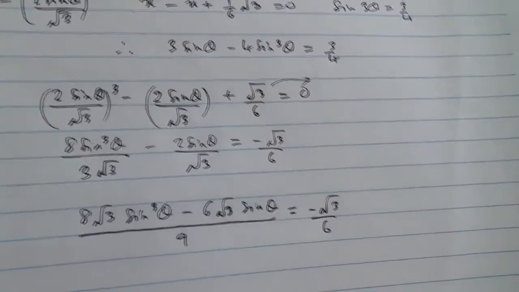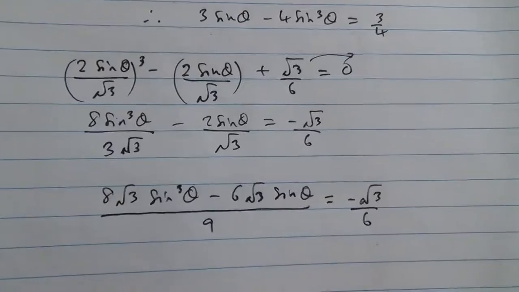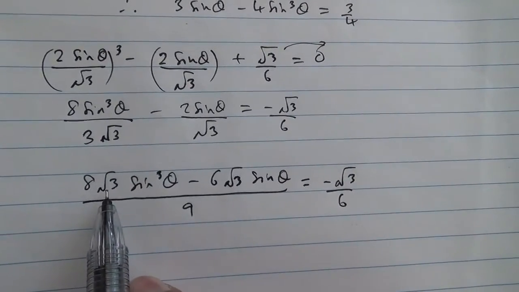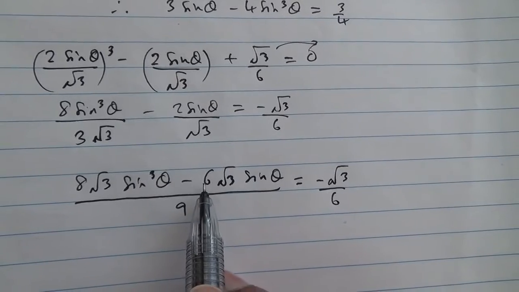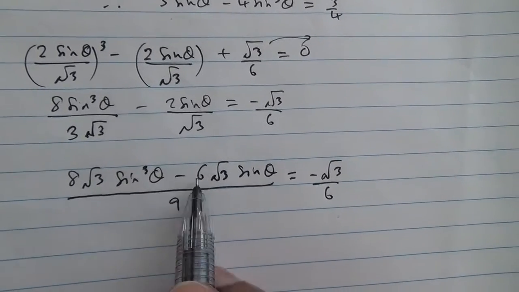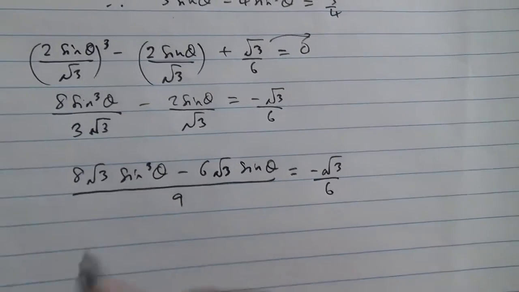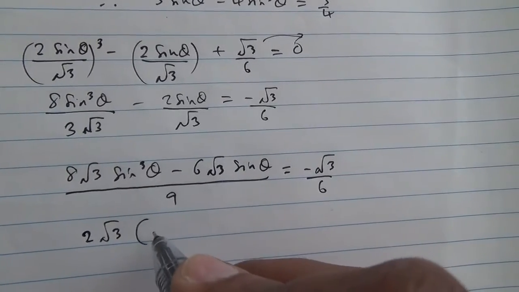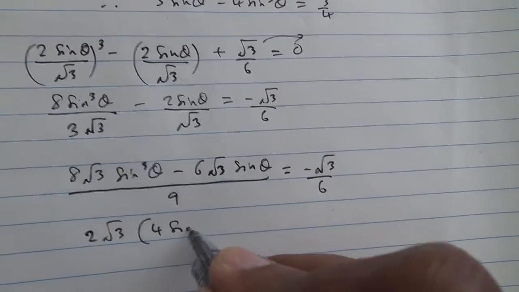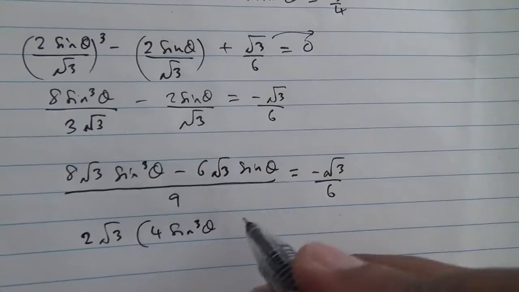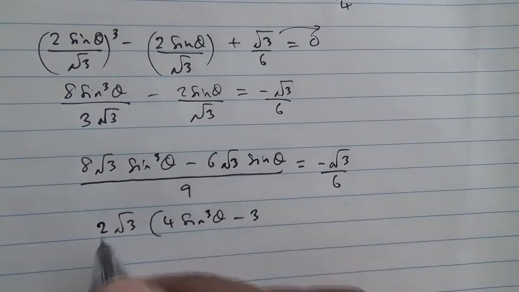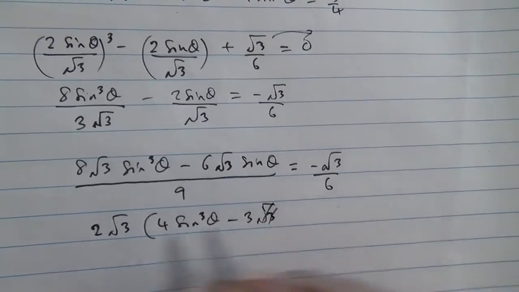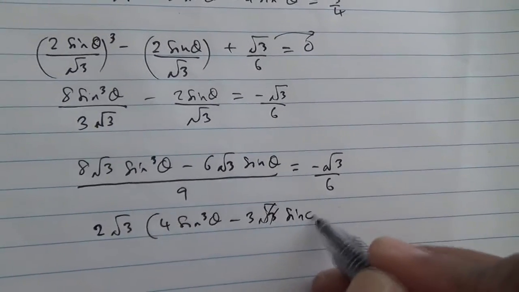So from here, what is common? Root of 3, root of 3. And what else is common between 6 and this? So we got 2 and 2, so 2 root of 3 is common. And then inside we're going to be left with what? 4 sine cube of theta, minus 3, because 3 times 2 is 6, root of 3. No, sorry, the root of 3 is already outside, so sine theta.